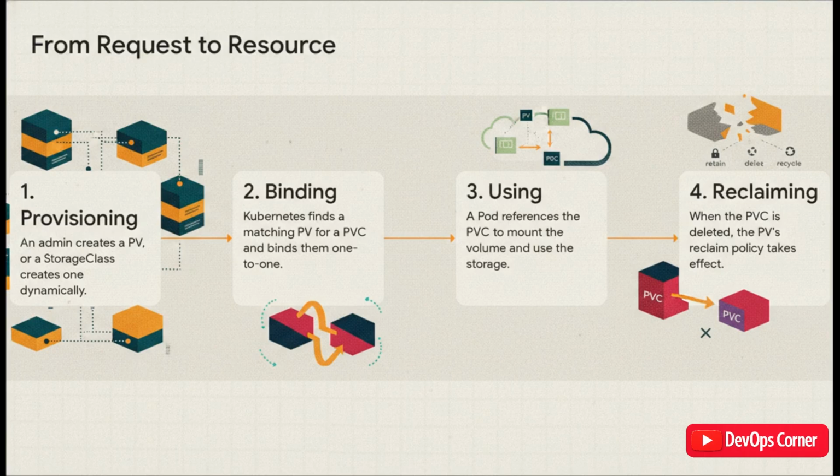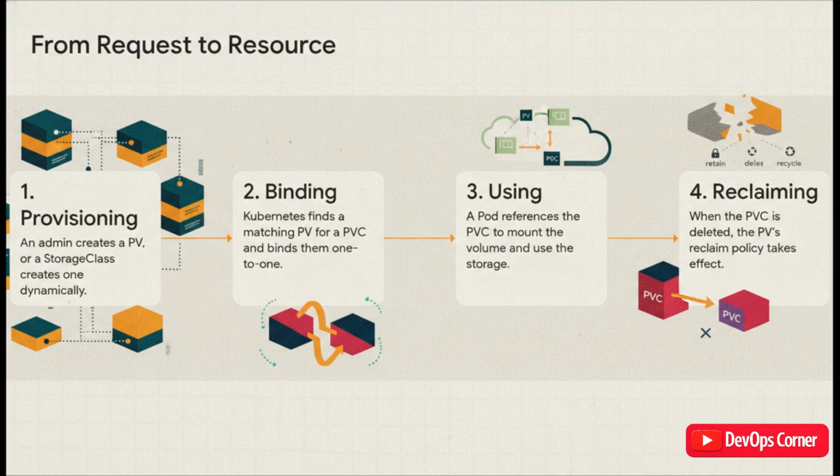First up is provisioning. An admin can pre-create a bunch of PVs, kind of like stocking a shelf. Or, and this is super common, they can be created on the fly using something called a storage class. Next is binding. When a developer submits that PVC, Kubernetes goes looking for a PV that fits the request and binds them together. Think of it like a reservation. It's now a one-to-one mapping. Third, using.